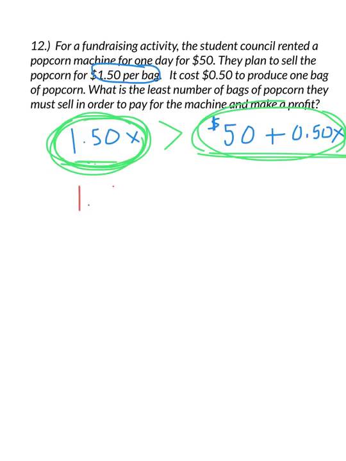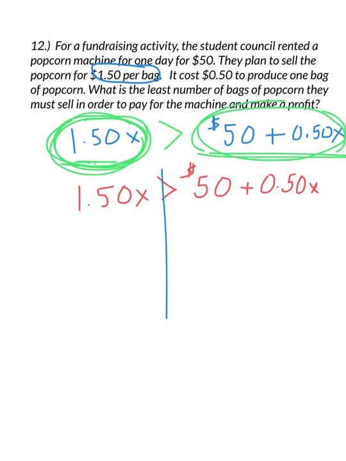Let's see what happens here. So $1.50 per bag is greater than the $50 I'm going to spend to rent the machine, and then my 50 cents per bag that I got to spend. And I put that per bag right there. Here's my inequality symbol. Okay, oh, look at this. Wait, this is a little nutty here. I noticed there's an x on this side of the equation, and there's an x on that side of the equation.